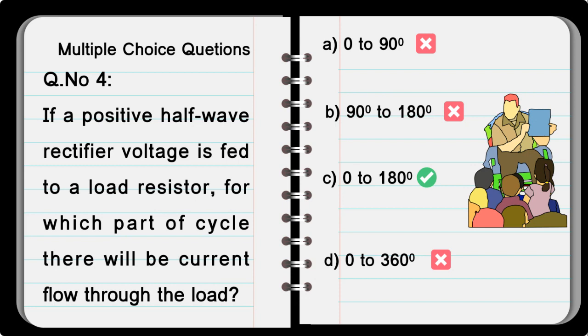I am going to read the question once again. Question number 4. If a positive half-wave rectifier voltage is fed to a load resistor, for which part of cycle will there be current flow through the load? Option A, 0 to 90 degree. Option B, 90 degree to 180 degree. Option C, 0 degree to 180 degree. Option D, 0 degree to 360 degree. Correct answer is option C, 0 degree to 180 degree.